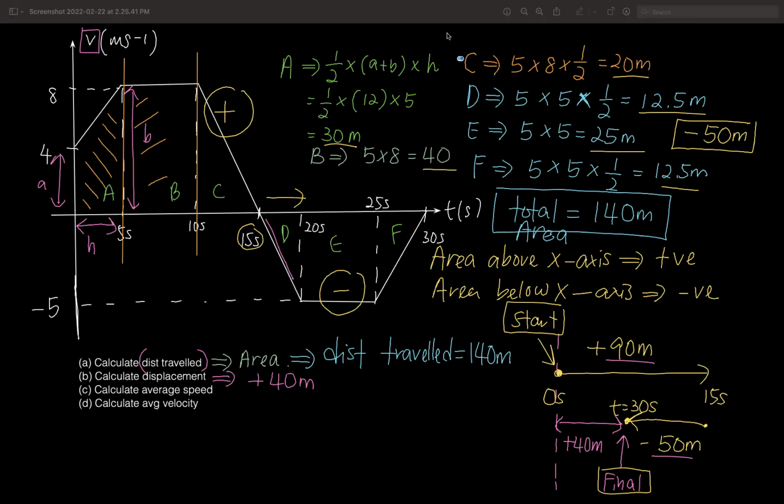Okay, AB done. CD. Calculate average speed, C. So average speed, you just take total distance, which is 140 divided by total time, 30秒. 4.67. D, average velocity. Average velocity is total displacement divided by total time. So it's a plus 40 divided by 30. You get 1.33.